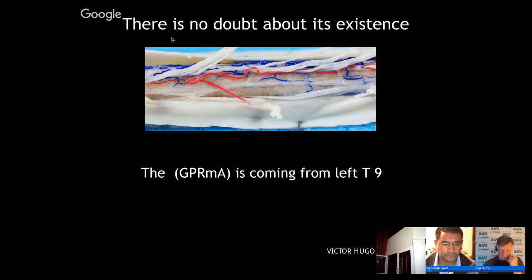In this picture, we can see the great posterior radiculomedullary artery. In this case, it is coming from left T9. This is the posterolateral aspect.